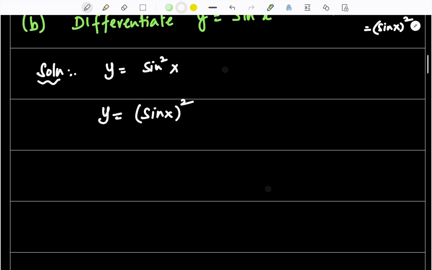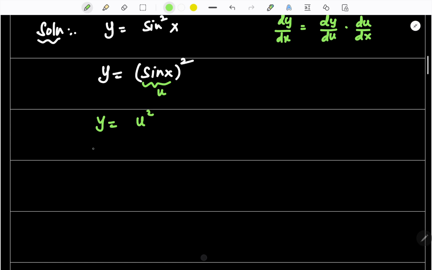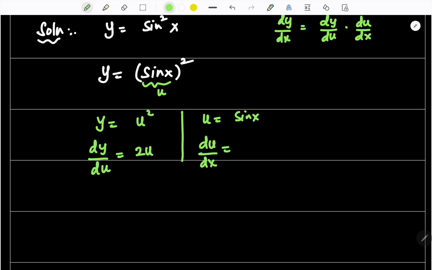Right. So y is equal to sine square x. I'm going to call sine x as u. So y is equal to what? u square. Right. So what is the rule? dy by dx is equal to dy divided by du times du divided by dx. It means y should be differentiated with respect to u and u should be differentiated with respect to what? x. Clear all of you? Right. So what is the derivative of u square? 2u. How, teacher? u to the power of 2, so it is 2u to the power 2 minus 1, which is equal to 2u.